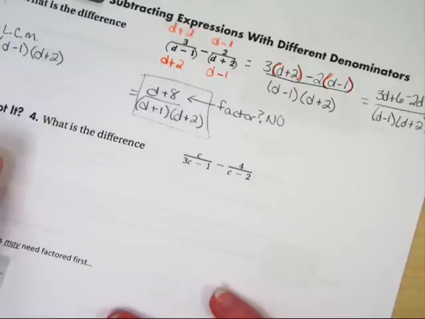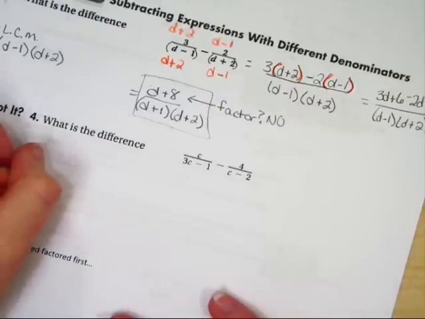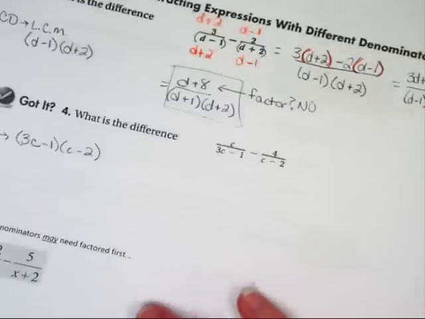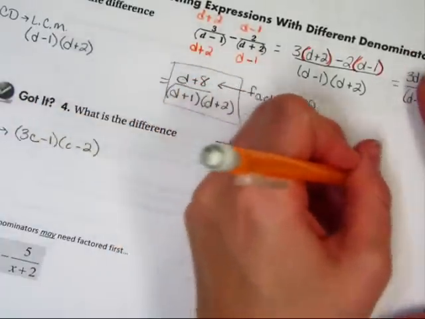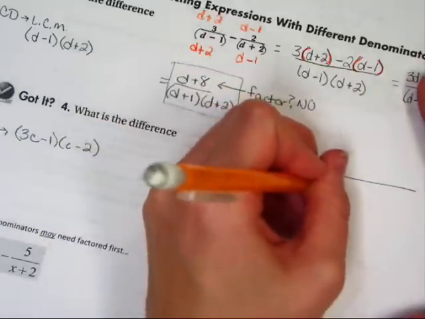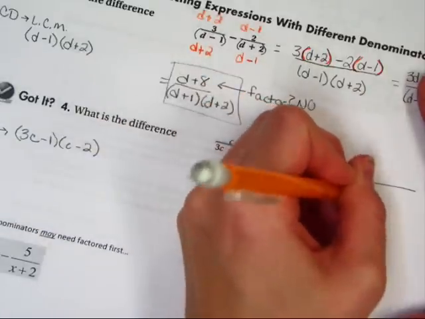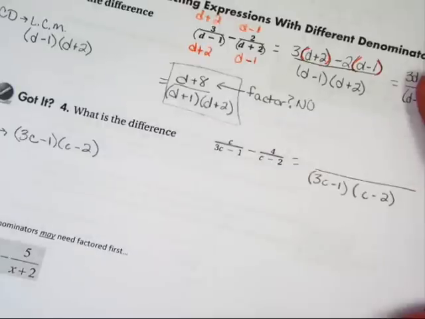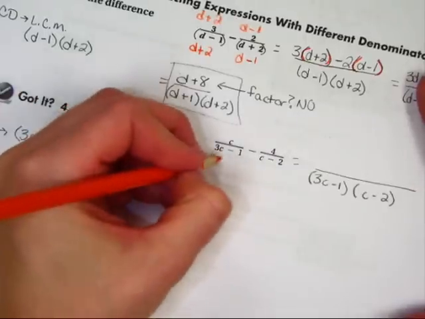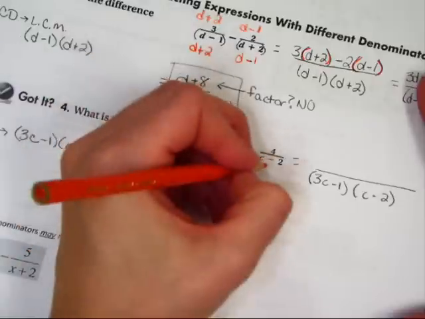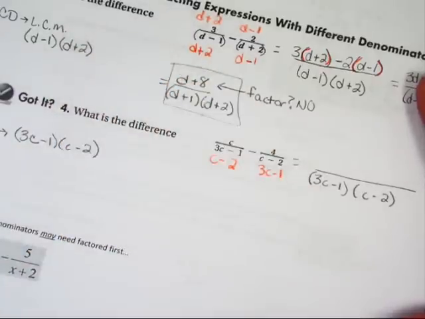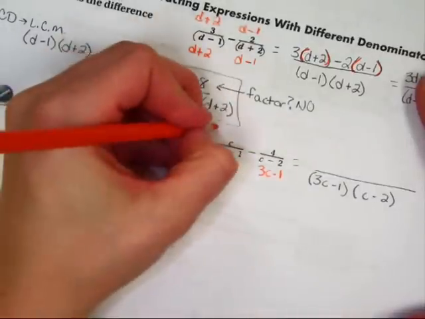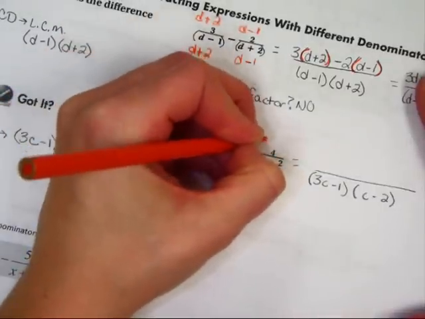Your common denominator, again, is your least common multiple. Since they're binomials, you have to include both binomials. So when I write my equal sign here, I'm going to do 3c minus 1, c minus 2, and I need to figure out what's missing. This is missing a c minus 2. This is missing a 3c minus 1. If it's missing it in the bottom, it's missing it in the top.